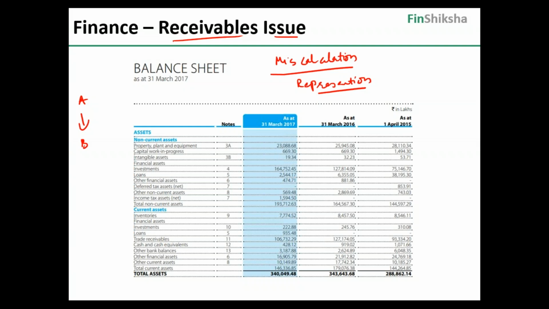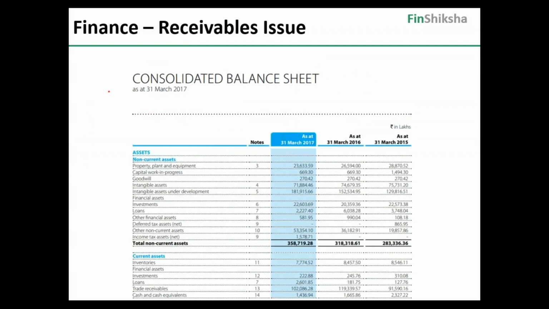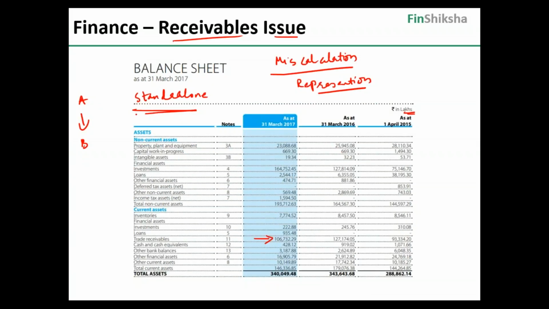Now ideally, I'm supposed to receive some money. I've received it, but I've not paid it. That's the classic example. This is the standalone financial statements. They have sold something, and they're supposed to receive this much amount, 1.06 lakhs. But if you go to the consolidated statement and look at receivables, that is 1.02 lakhs. That means there are some subsidiaries which have not paid to this standalone entity.